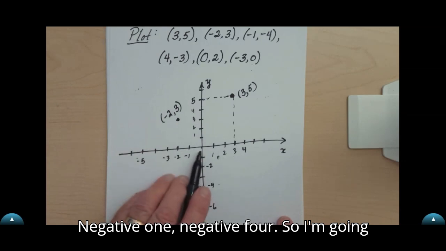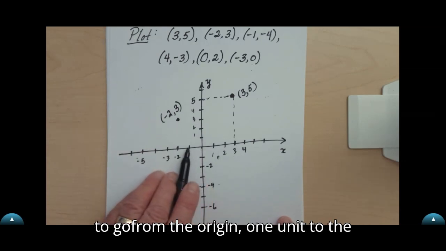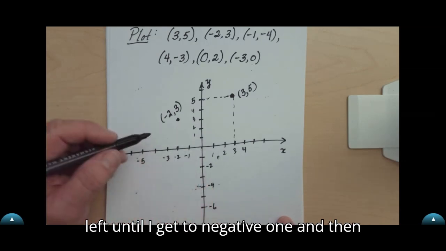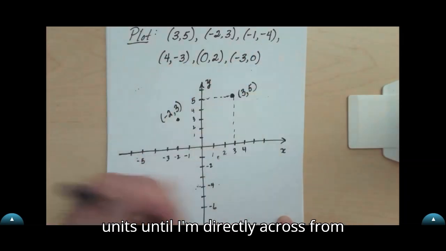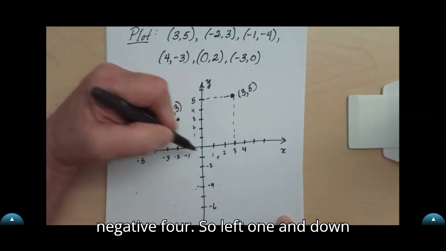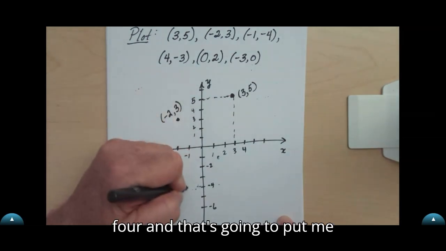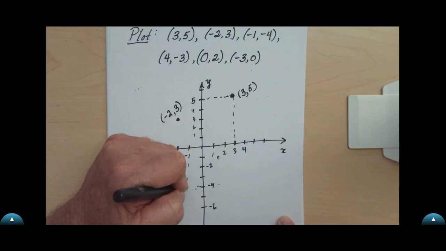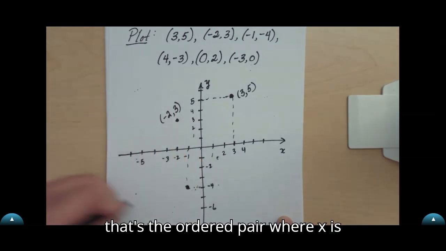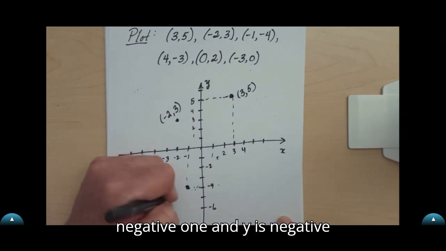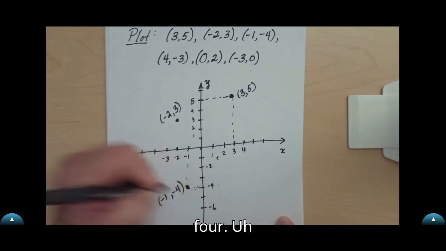-1, -4. So I'm going to go from the origin 1 unit to the left till I get to -1. And then do you see I'm going to go down 4 units, right, until I'm directly across from -4. So left 1 and down 4. And that's going to put me right here. And so that's the ordered pair where x is -1 and y is -4.